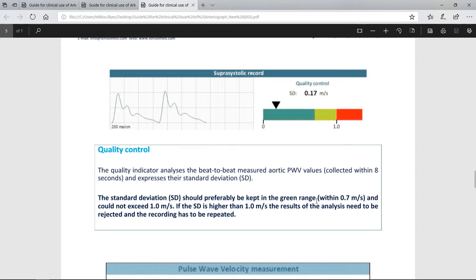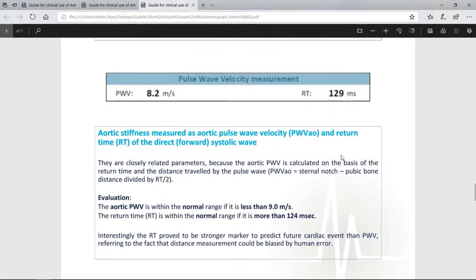It is acceptable if it is within 0.7 meter per second, which is the green range. If it is between 0.7 to 1, this is the yellow range, in which case we can take the measured parameters with caution. If it is higher than 1 meter per second, which is falling into the red range, we have to repeat the examination.